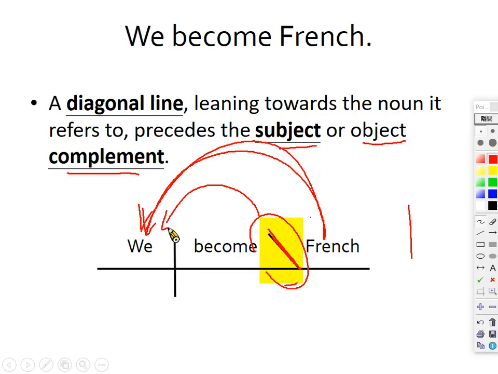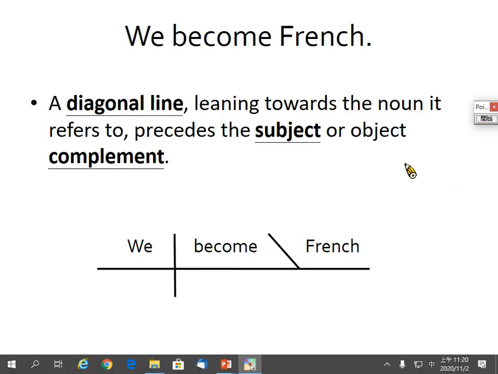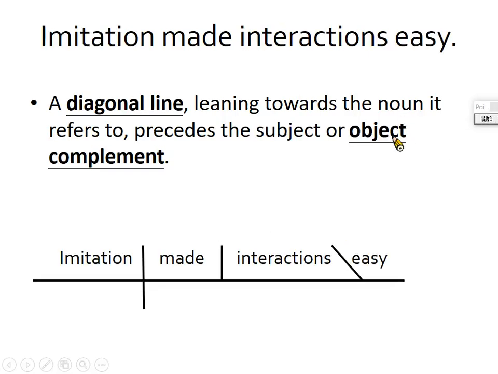So far, are you with me, right? Okay, so now we have a diagonal line. So in our inventory, now we have 4 different kinds of lines: main line, longer vertical line, shorter vertical line, and a diagonal line. Okay, very simple. So let's see this one.